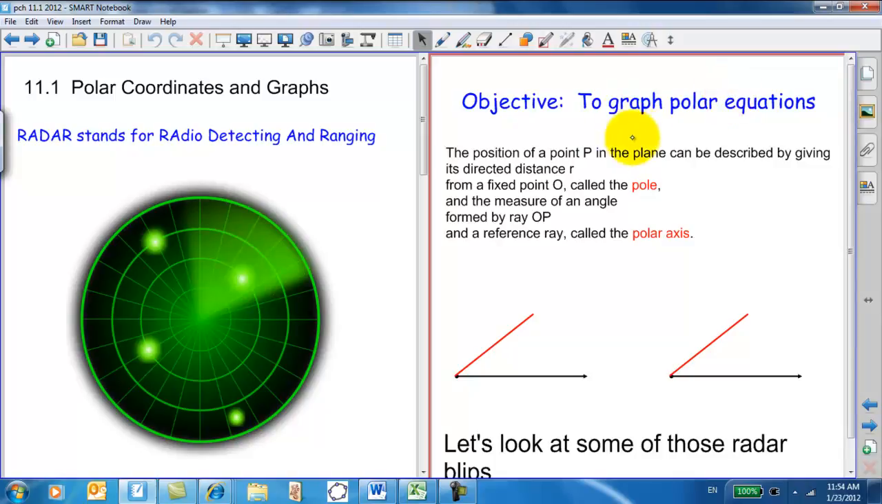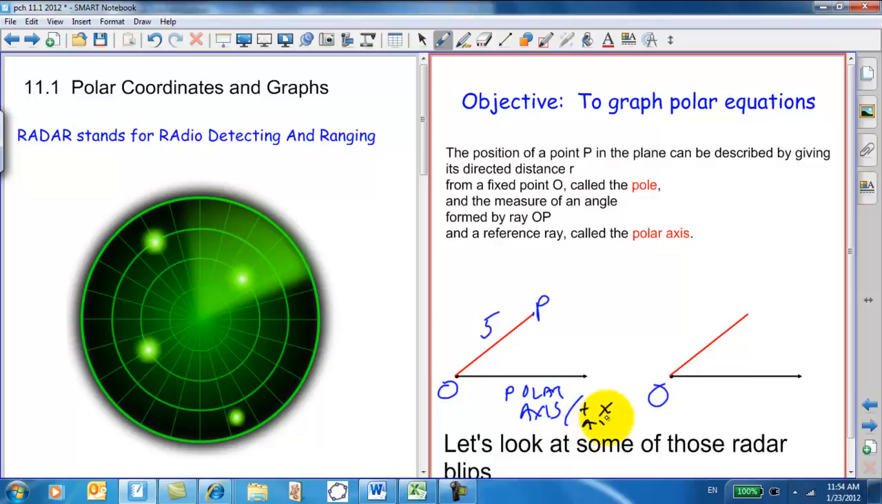A point P in the plane can be described by giving its directed distance from a fixed point O called the pole. So here's the pole. And we can have a certain directed distance, like let's say this is 5. And we've rotated the measure of an angle formed by ray OP. Here's the point P. And a reference ray called the polar axis. So here's your polar axis. And normally we put the polar axis along the positive x-axis. So this would be 5 at an angle of, let's say, 40 degrees. So you could say 5, 40 degrees.